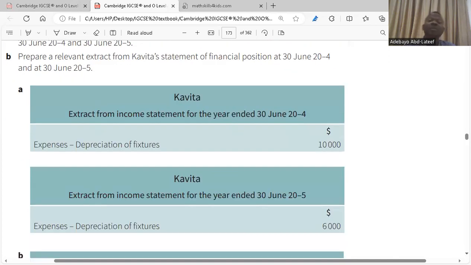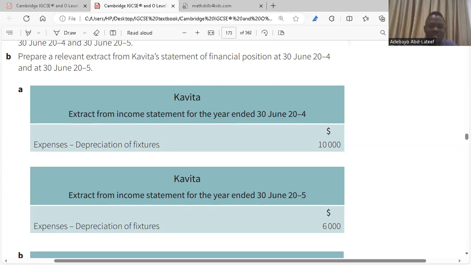Oh, yeah. The first year is 25,000. 40% of 25,000 is 10,000. And then you're going to do 40% of 10,000, which is 4,000. 4,000 minus 10,000, 6,000.